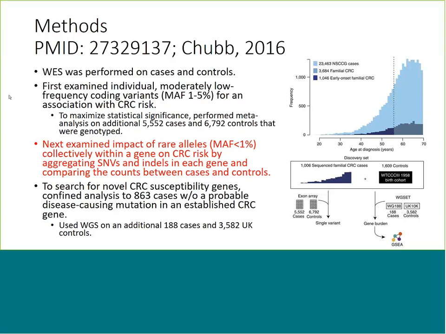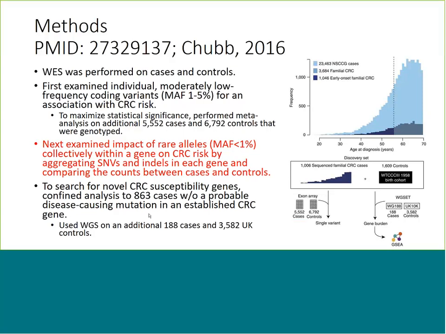But they next did more of an aggregate analysis, or in this case, a gene burden test, and they basically looked at the impact of rare alleles collectively within a gene on colorectal cancer risk by grouping the SNVs and indels for each gene and then comparing counts between cases and controls. So that's what we ended up scoring this study for. And then I won't mention, but they did do a third test looking for novel colorectal cancer susceptibility genes confined to 863 cases without a probable disease-causing mutation in a well-known colorectal cancer gene.